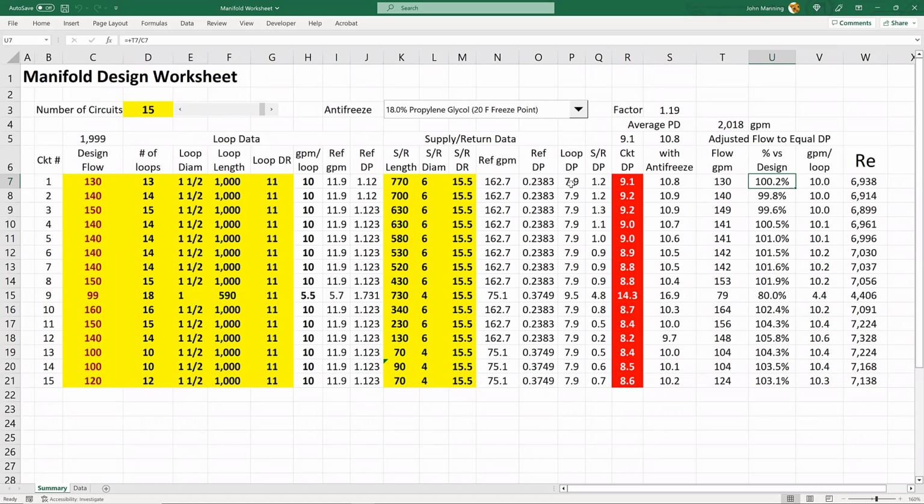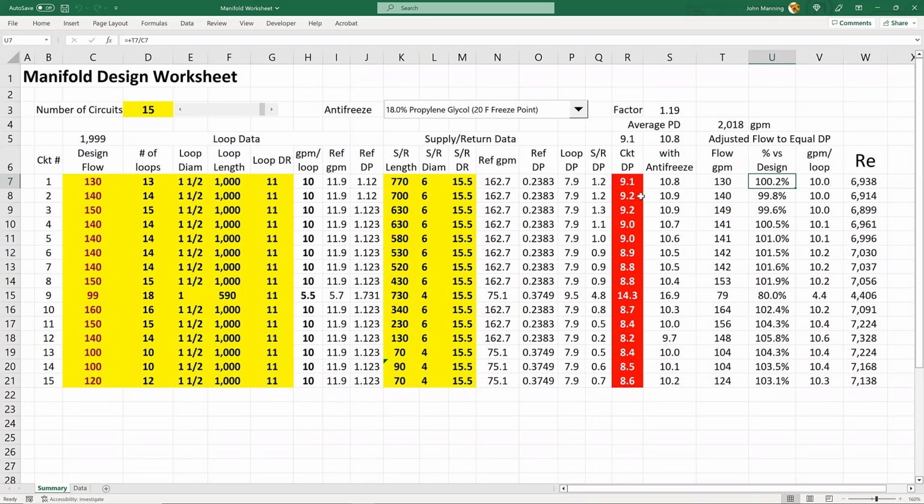We calculate the loop delta P or pressure drop. We calculate the supply and return pipe pressure drop, and we add them up to calculate the pressure drop of each of our circuits at the design flow rate. Now there's a serious flaw here, because all these circuits are in parallel with each other and the supply manifold is at one pressure and the return manifold is going to be at a different pressure, the pressure drops of every circuit has to be equal.